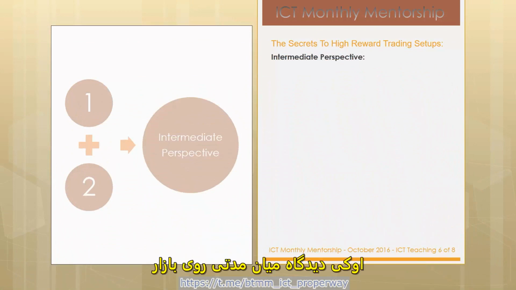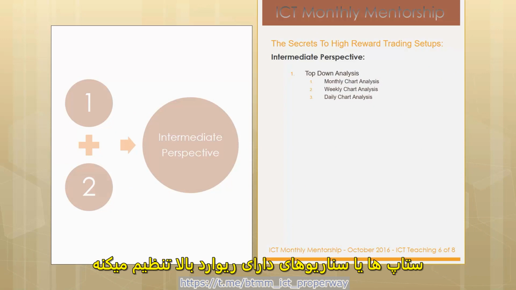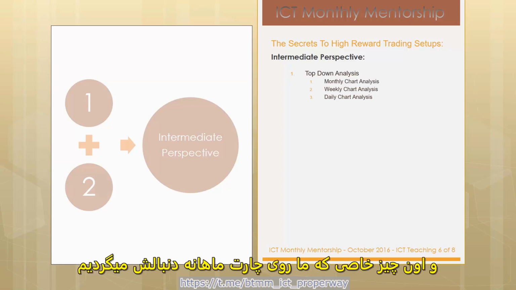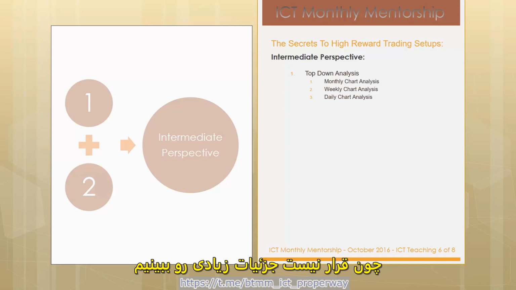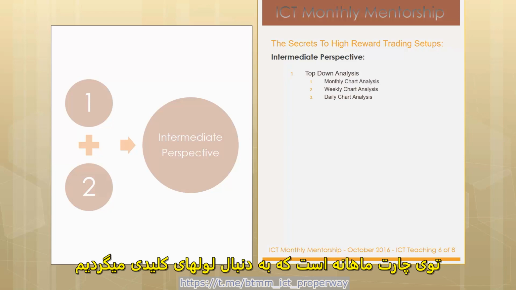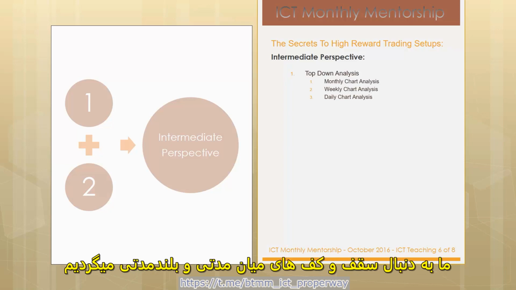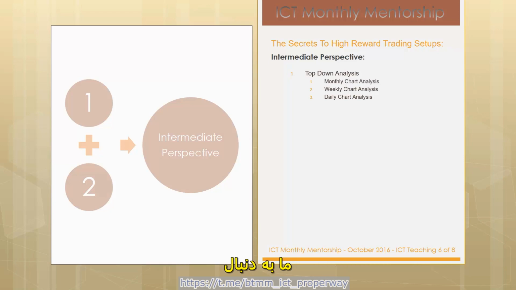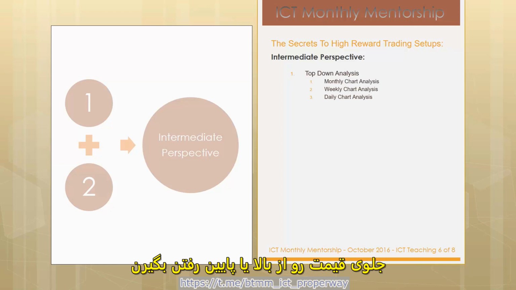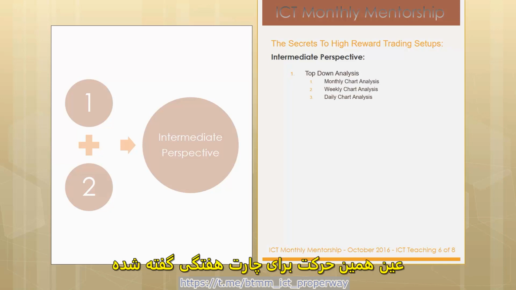Intermediate perspective on the marketplace is about framing high reward trading scenarios or setups. Top-down analysis is obviously going through a monthly chart. What specifically are we looking for in a monthly chart? Without going into great detail, because I'm not trying to teach it all here, we're looking at key levels, intermediate and long-term highs and lows, specific order blocks, and levels that show a clear indication of wanting to repel price higher or lower. The same thing is said for the weekly chart.